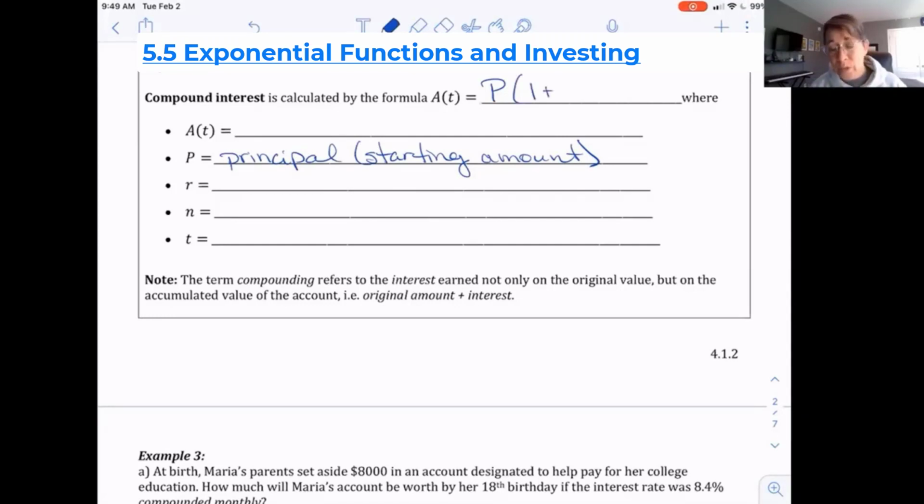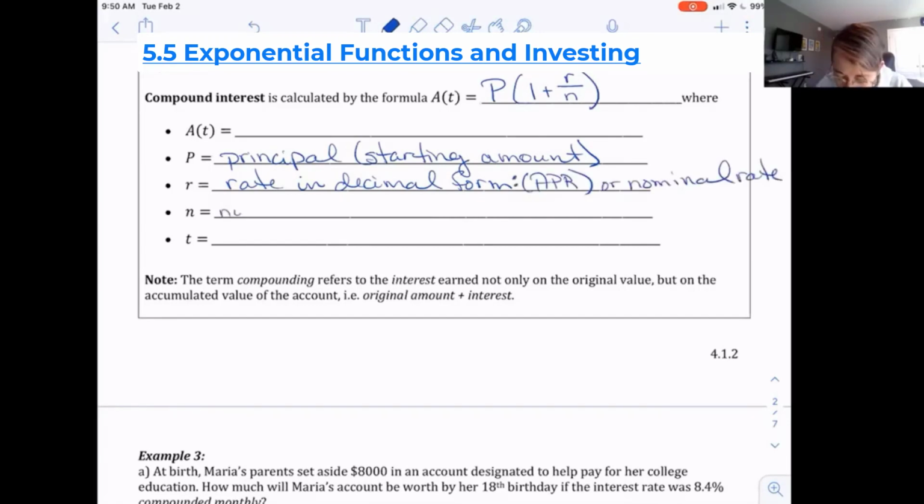multiplied by 100% of your principal, plus the next one is a fraction. It's going to be R over N. R is our rate, but it needs to be in decimal form. They may use the phrase APR as annual percentage rate or nominal rate. And the N is the number of times compounded per year.